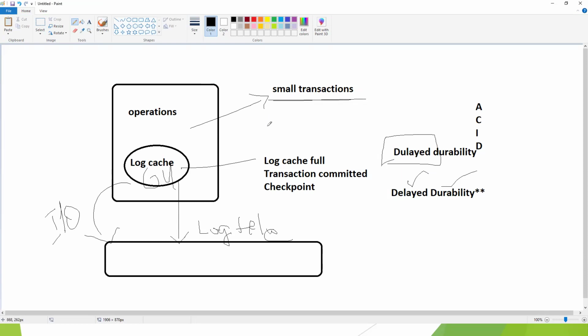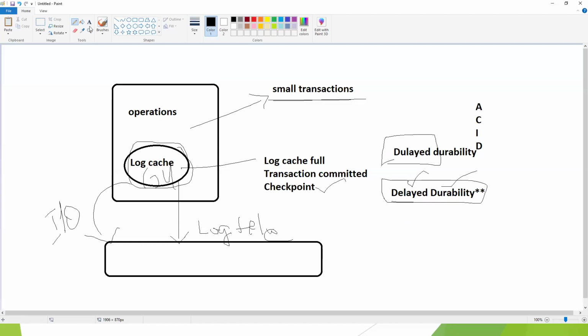So even small committed transactions writing into the log file, we have a feature introduced by Microsoft starting from SQL 2014, where it delays durability. Whatever small transactions, they will not be written into the log file immediately. It will wait until the log cache is full or the checkpoint is triggered. So what is the downside of that? That is delayed durability, to avoid small committed transactions writing into the log file.